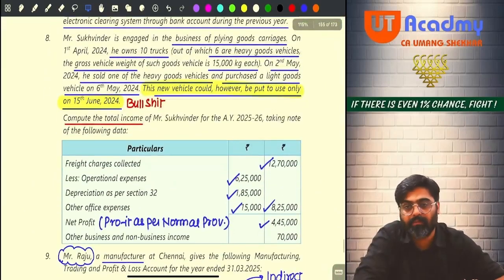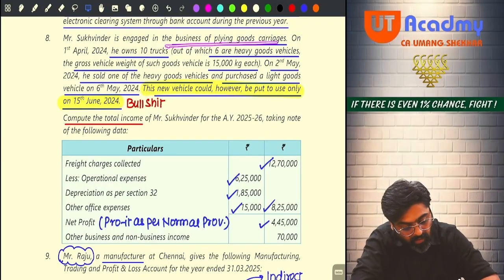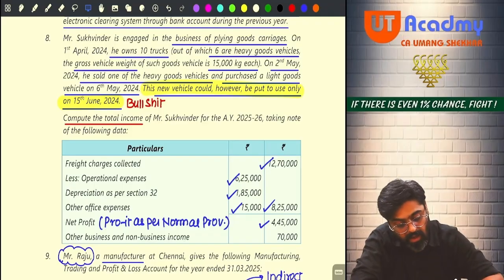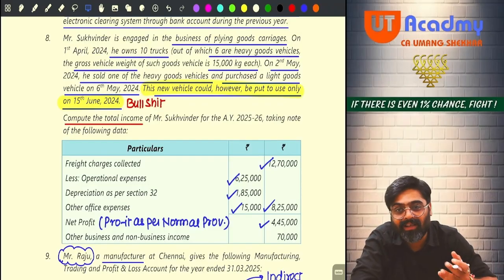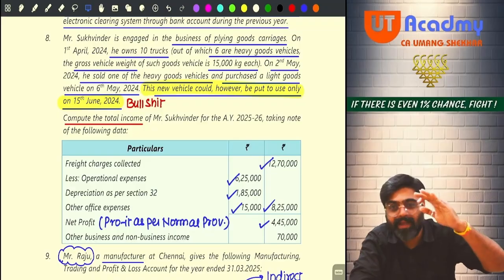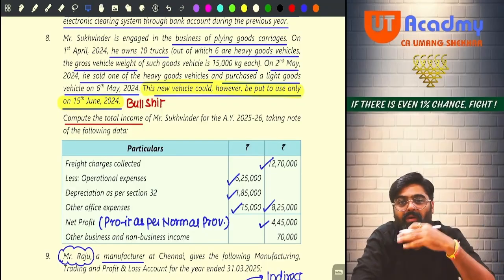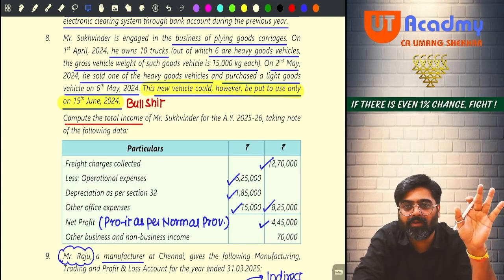Mr. Sukhvinder is engaged in the business of plying goods carriages. On 1st April 24, he already owns 10 trucks, out of which 6 are heavy goods vehicles, meaning that the balance 4 are light goods vehicles. If 10 are owned, then out of that 10, 6 are heavy. So the remaining 4 are light goods vehicles.